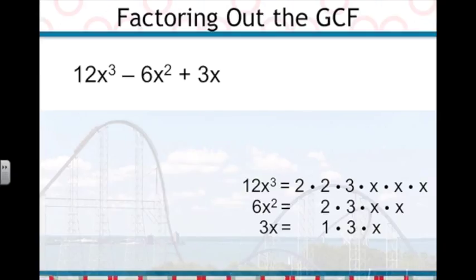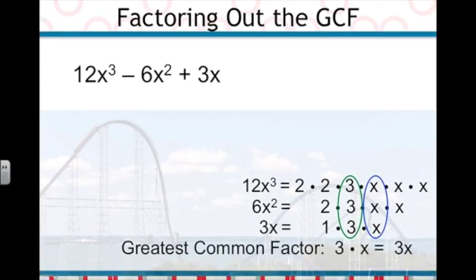If we look at all three sets of factors, we can see that they all have a 3 and an x in common. If we multiply these together, we get the GCF to be 3x. Now all we have to do is factor it out. First, we take the GCF 3x and write it in front of a set of parentheses. Since our original polynomial had 3 terms this time, there have to be 3 terms inside those parentheses.